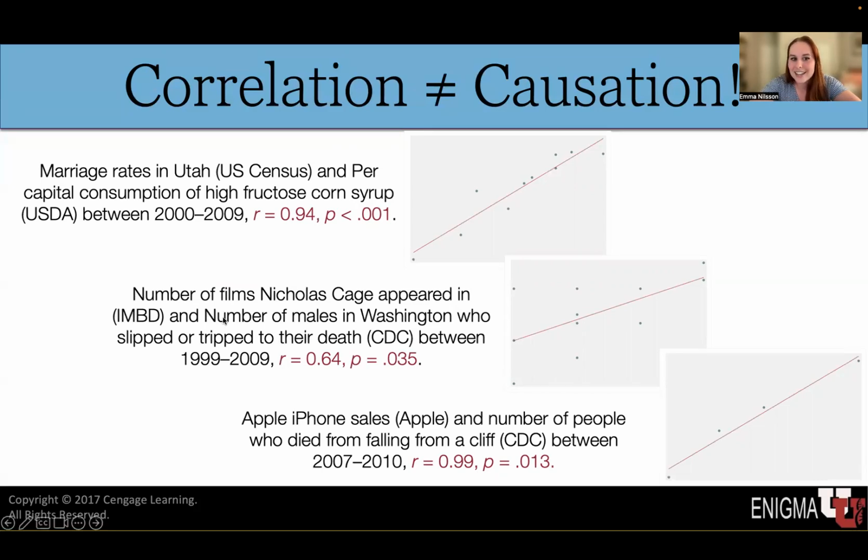That's ridiculous. A second is the number of films that Nicolas Cage appeared in and the number of males in Washington who slipped or tripped to their death between 1999 and 2009. There is a moderate correlation that is pretty significant, but we're not going to say that as Nicolas Cage performed in more movies, it caused more people in Washington to slip to their death. That's not cause and effect. And the last is Apple iPhone sales and the number of people who died from falling off a cliff. There is an almost perfect correlation, but that does not mean that there's any cause and effect.